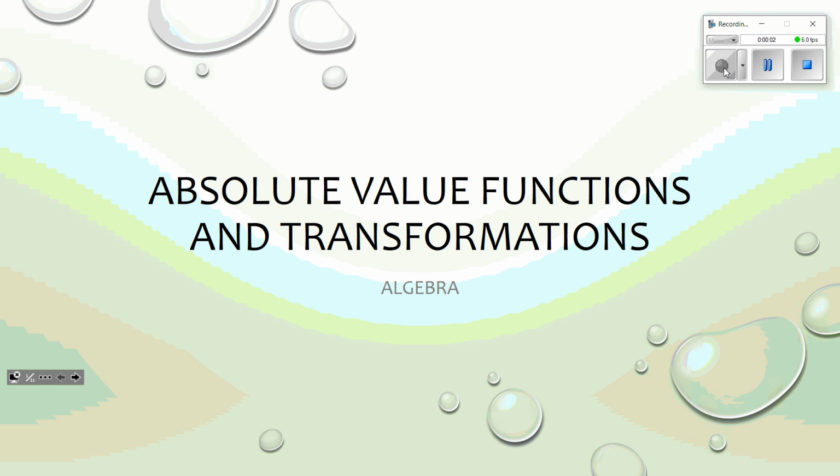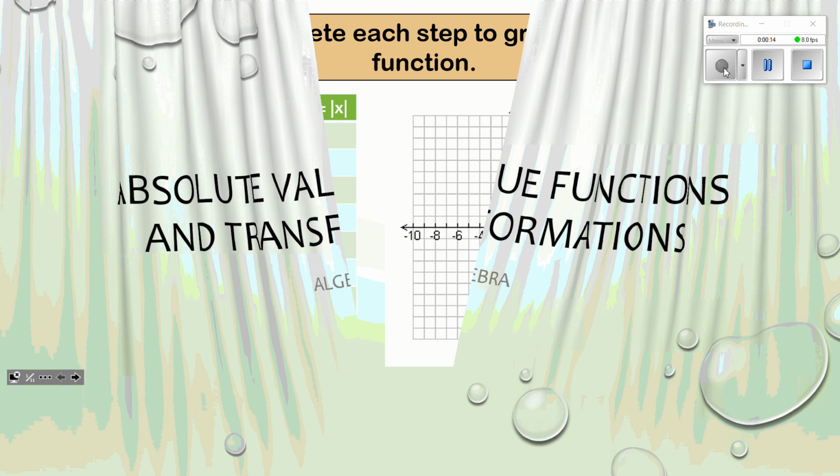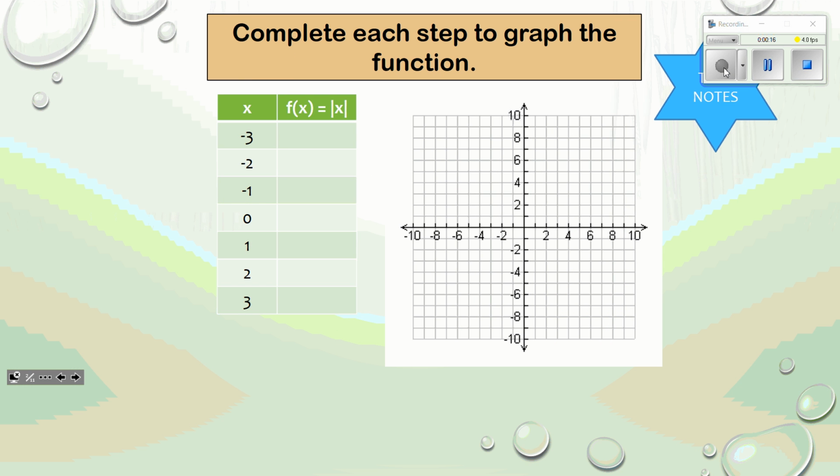In this lesson, we are going to be looking at how to graph absolute value functions, and then we're going to transform them. We're going to take those functions and shift them vertically and horizontally. So first of all, let's just look at what an absolute value function would look like.